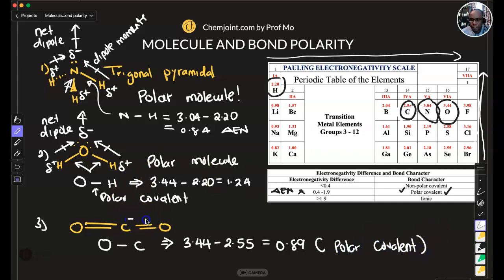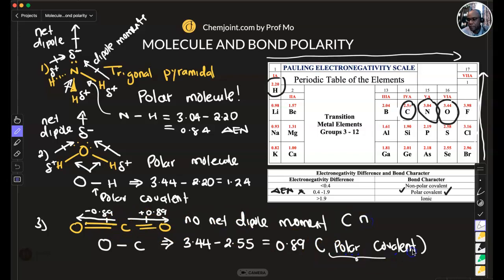We can easily judge that the CO bond is indeed polar covalent. So we point the dipole moment showing where the electron density will be. We know that CO2 is linear, so you see how they go in opposite directions. There will be cancellation, because this is like positive 0.89 and this is like negative 0.89. So there is no net dipole moment, and so CO2, even though it has polar covalent bonds, is a non-polar molecule.